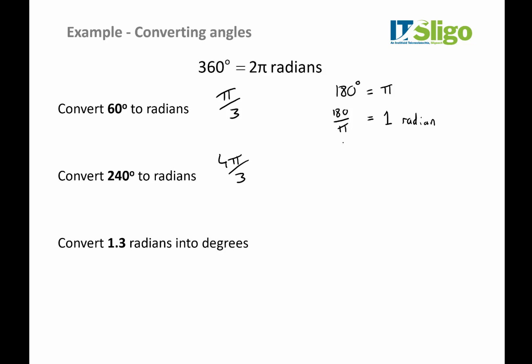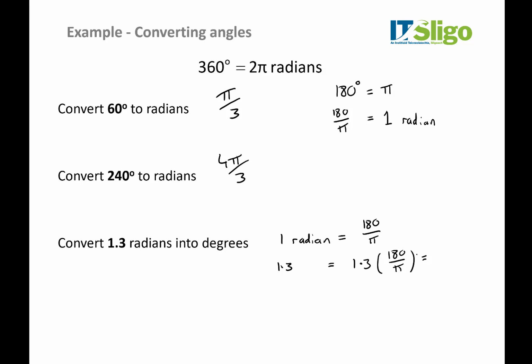I'll just leave it as it is. I don't need to bring it around to the left. So now I just multiply both sides by 1.3. So 1 radian is 180 over pi. So 1.3, multiply both sides by 1.3. And this time you can kind of work away. We only use pi when we're describing radians. We don't use pi when we're describing degrees.